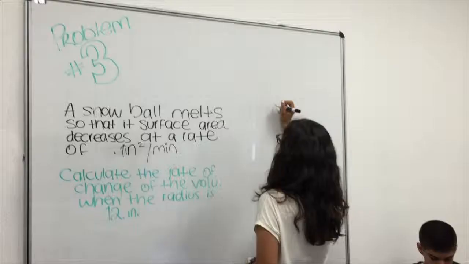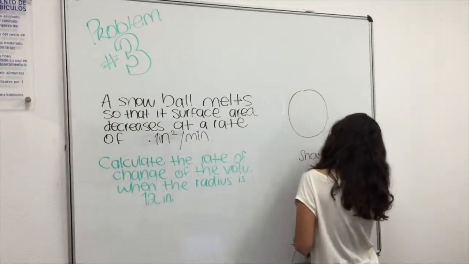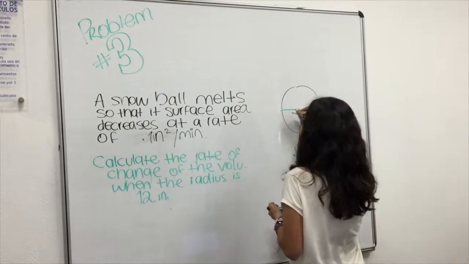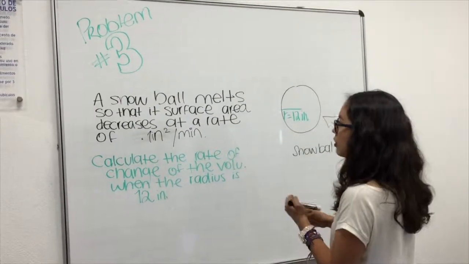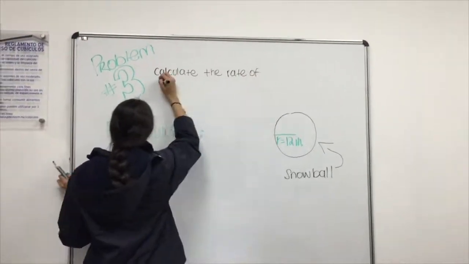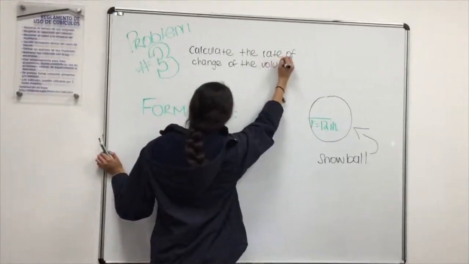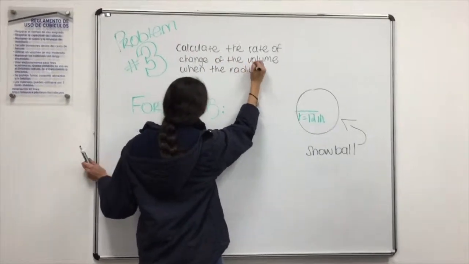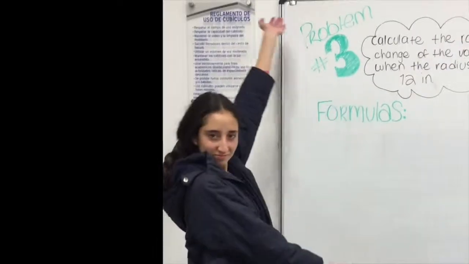Now what I'm doing is drawing the snowball and the radius of it, which is given to us by the problem. So basically our problem is to calculate the rate of change of the volume when the radius is 12 inches.